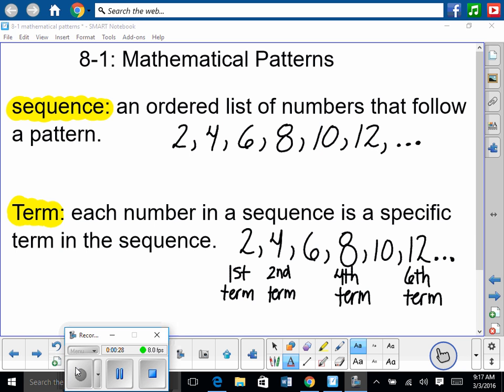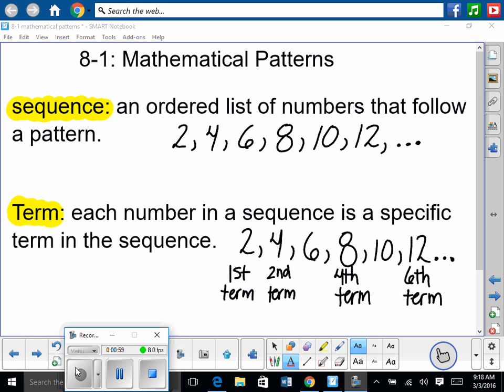It's a list of numbers and they follow a pattern, right everybody? It's going up by 2 each time, am I correct? Okay. And then a term. So we've got to get some vocabulary down. A term is, well, first of all, each number in a sequence is a specific term in the sequence. So in 2, 4, 6, 8, 10, 12, these are all different terms. And they do have a specific term. So 2 is the first term, which makes sense, isn't it, the first thing you see? So it's pretty straightforward. This is our first term.